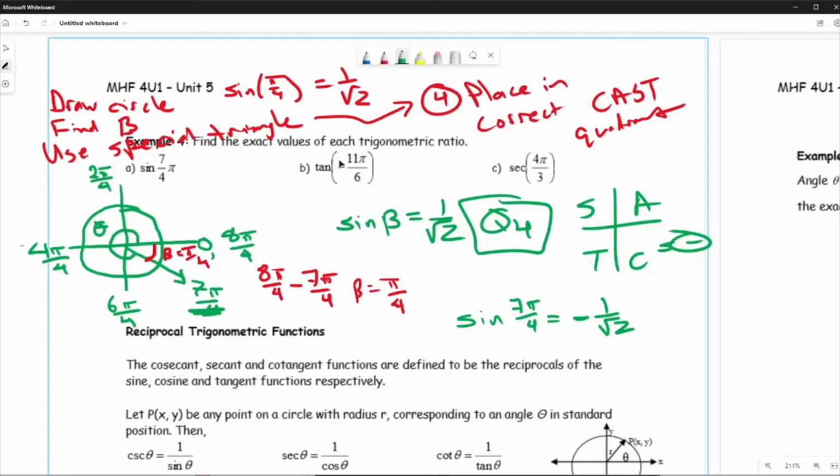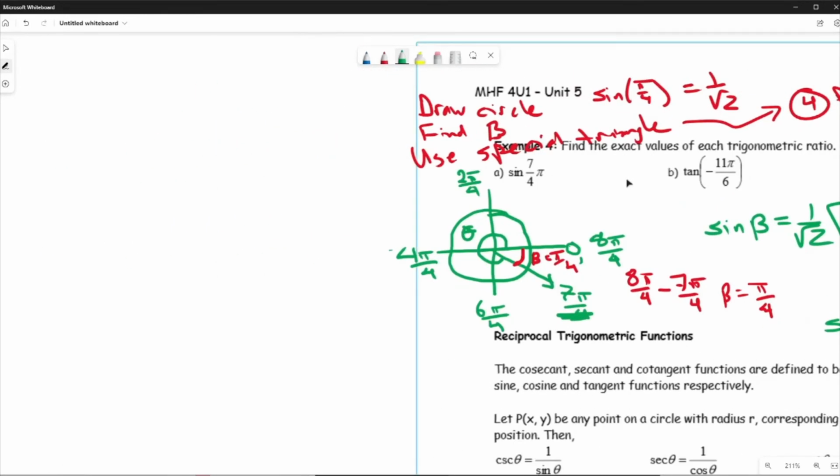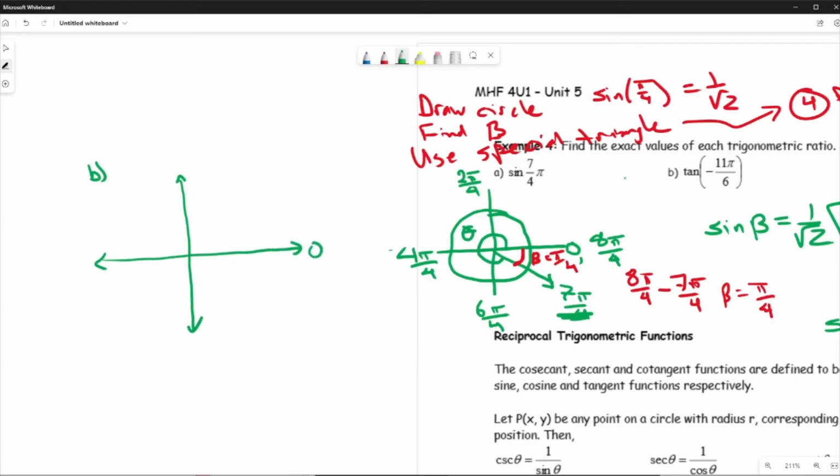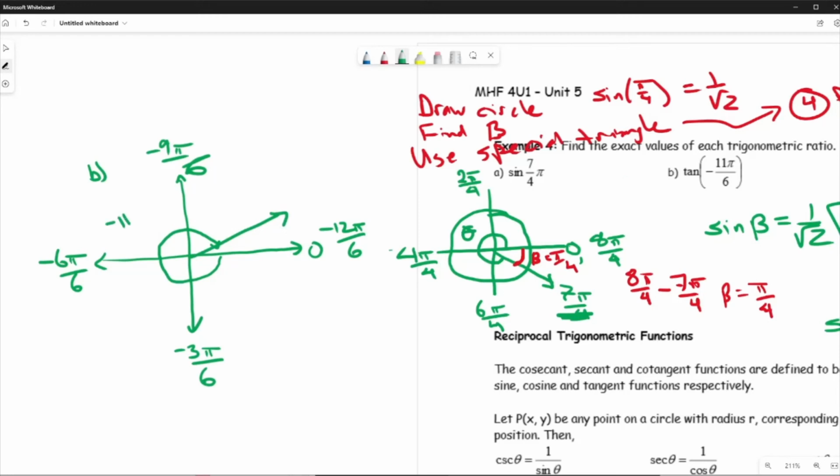Well, this other one's kind of not the best example, but let's try it anyway. Tan negative 11 pi over 6. Okay, this is B now. Here's a good example where if here's 0, this is negative 6 pi over 6, this is negative 3 pi over 6, this is negative 9 pi over 6, and this is negative 12 pi over 6. Again, I do that because I'm counting this way this time, and you would see that negative 11 pi over 6 would be theta.